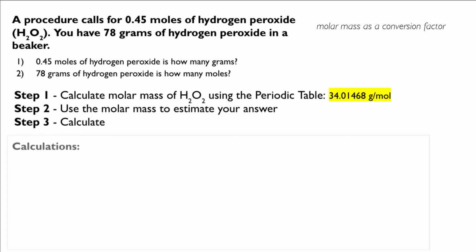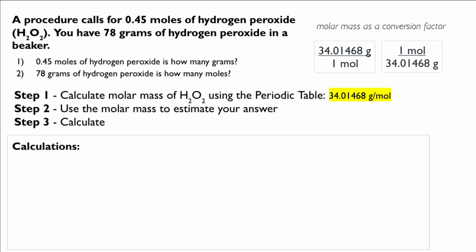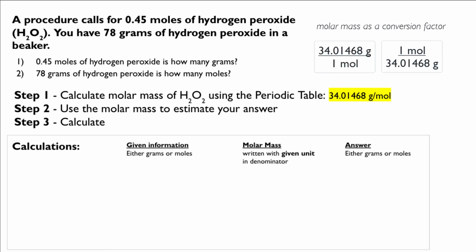So just like last time, the first thing we're going to do is take the given information and put it on our starting line. So remember, our given information is not the molar mass. The given information is either the moles or the grams. So 0.45 moles is our given information for problem number 1.